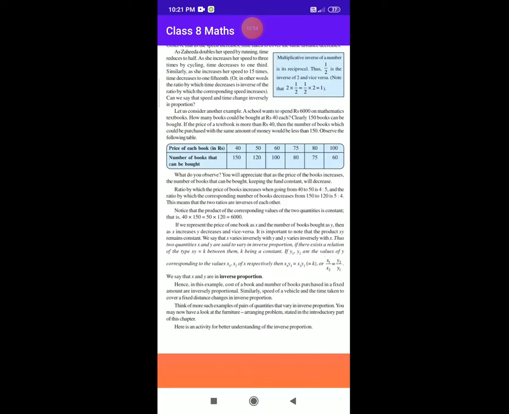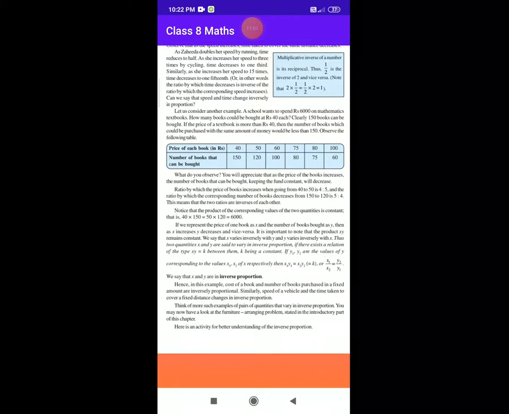You may now have a look at the furniture arranging problem stated in the introductory part of this chapter. Here is an activity for better understanding of inverse proportion.